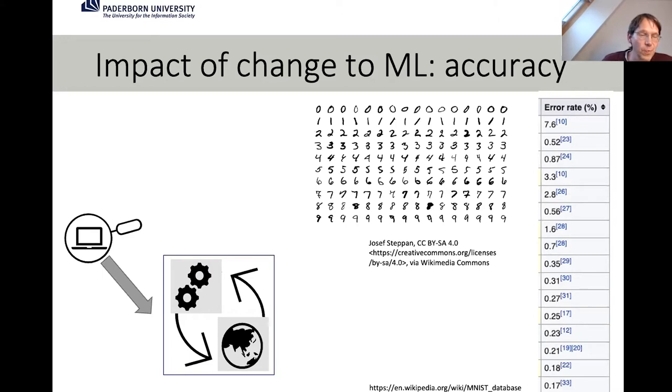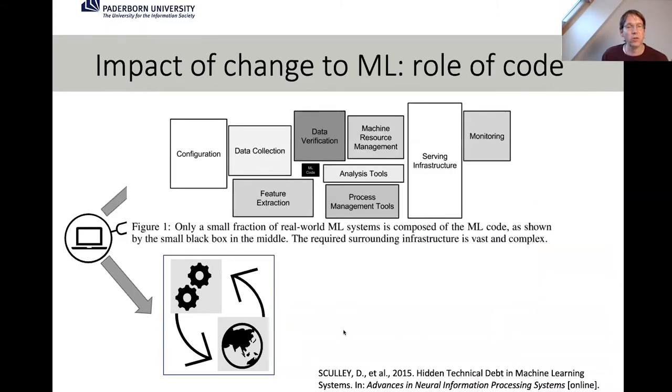And also, I think I have already hinted at that, the role of the code is different. So the role of the algorithms or the ML code, here according to a well-known paper by Sculley, the code is only this small black box, and around it are a lot of other issues and aspects to be thought of. And as we have in the title of our presentation, the data plays a major role.